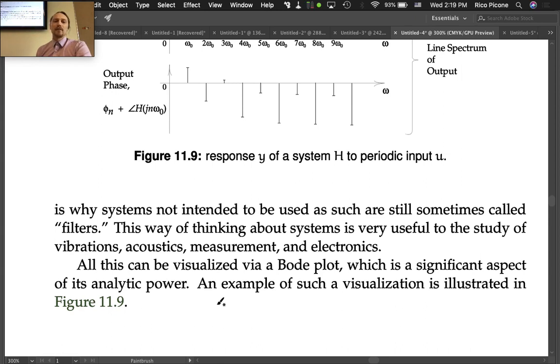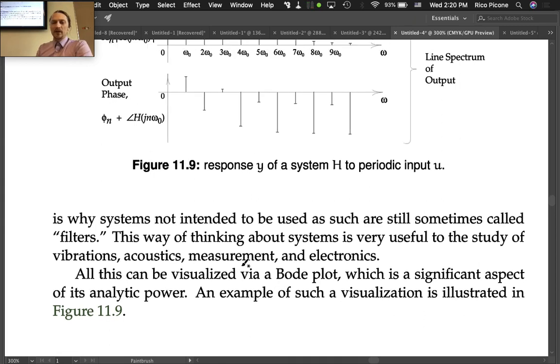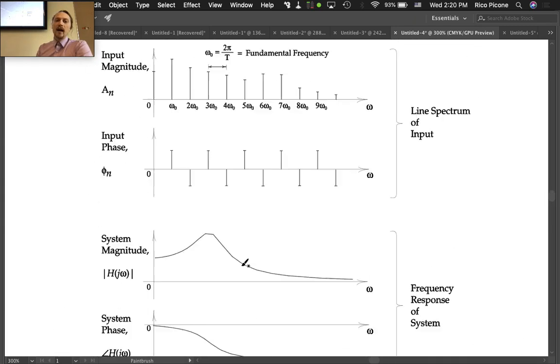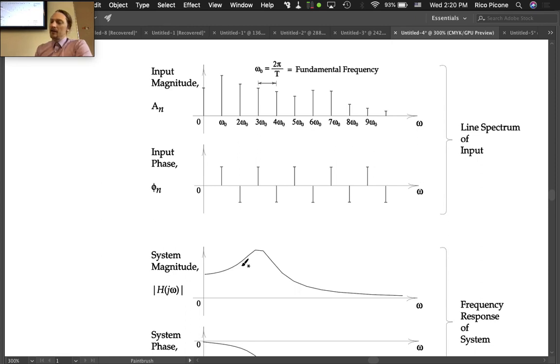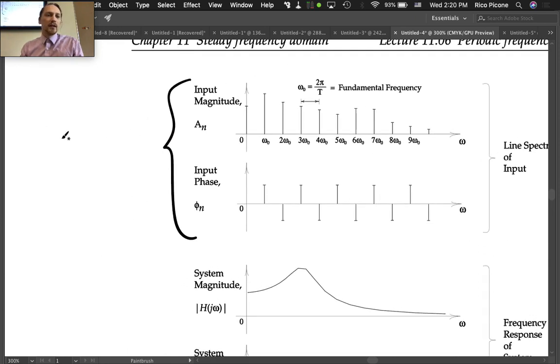So all this can be visualized via a Bode plot, which is a significant aspect of the Bode plot's analytic power. An example of such a visualization is illustrated in figure 11.9. So what we've got going on in this figure is an input line spectrum.